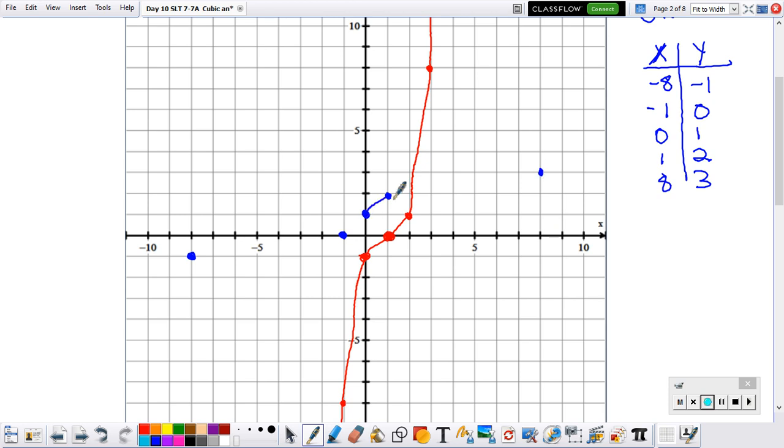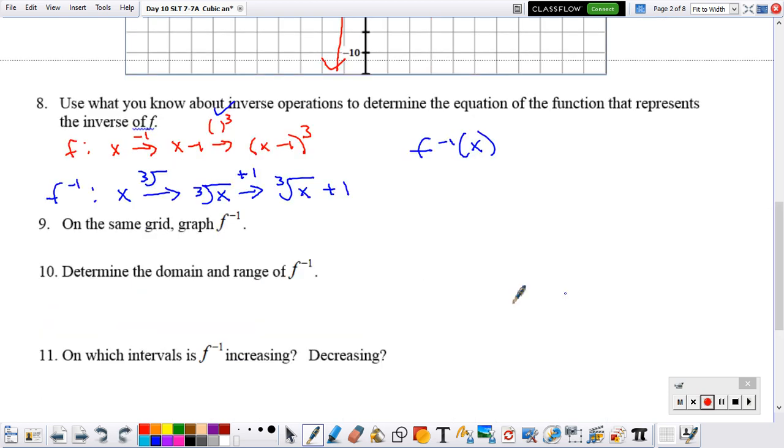And here is what made it, our cube root function. Nice, and you can see it is a nice reflection over the line y equals x. It kind of looks like a, I don't know, it kind of looks like a snail. Okay, so we did that, check. Determine the domain and the range of the inverse function. Well, here we have a domain and range of all real numbers.